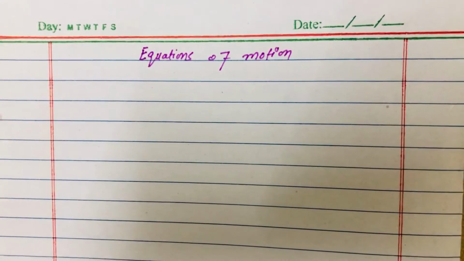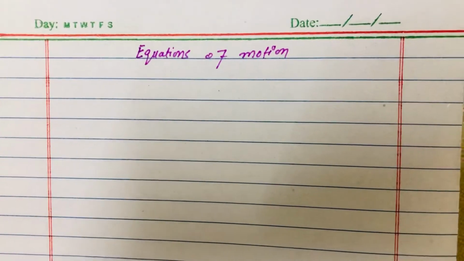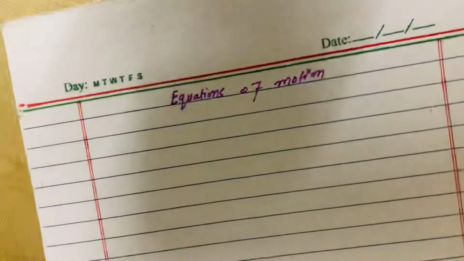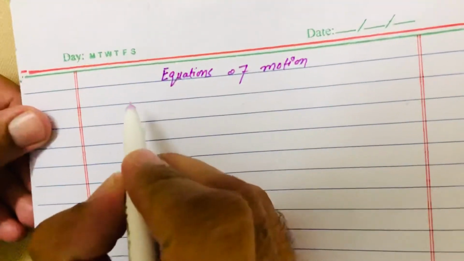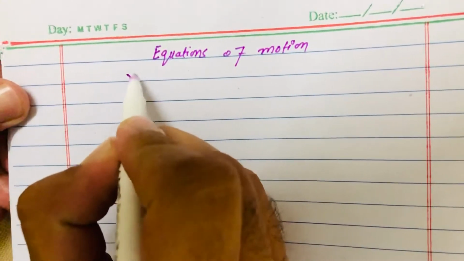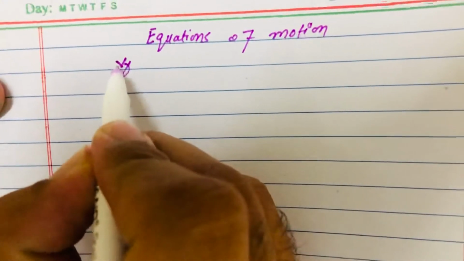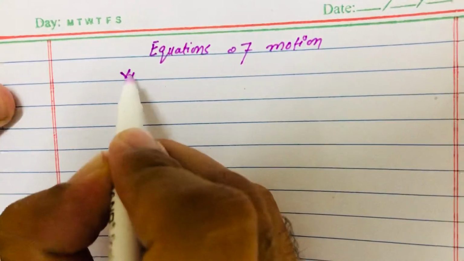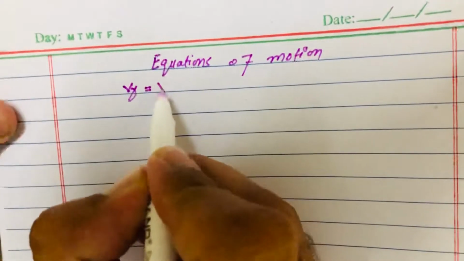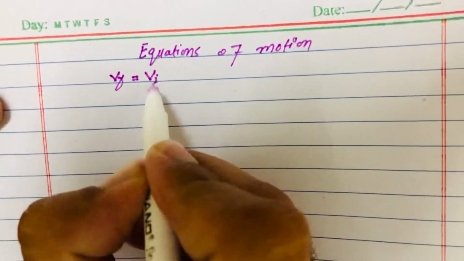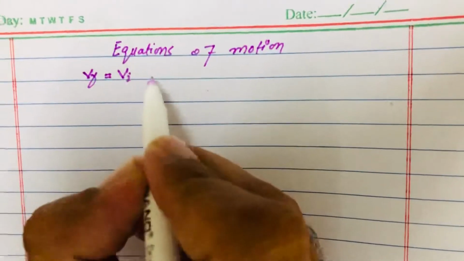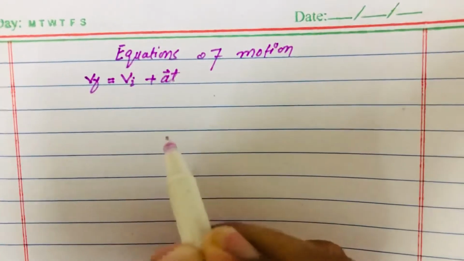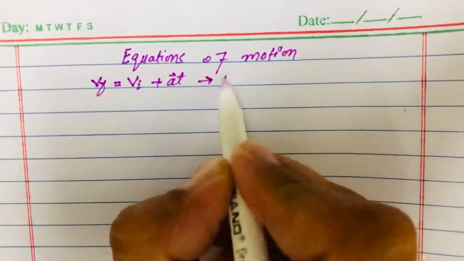Today the lecture is on equations of motion. As you know, we have three equations of motion. The first equation of motion is Vf. V is for velocity and f for final. So Vf equal to Vi, the i is for initial velocity, plus at, a is for acceleration and t is for time. This is equation number first.